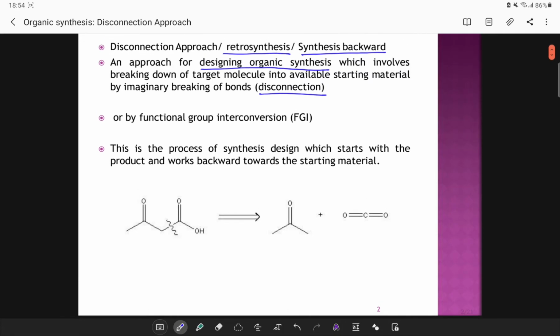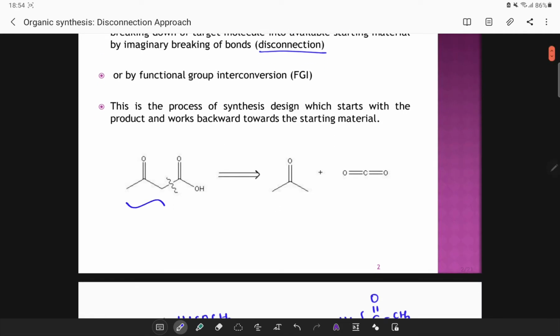So this is also a part of the disconnection approach. This is the process of synthesis design which starts with the product and works backwards towards the starting material. Now for example, if this is my starting material, it is a carboxylic group with a carbonyl carbon. It will be broken down with this wavy line. That means it is an imaginary breaking down, in which one of the compounds will be this carbonyl carbon system and the other compound will be carbon dioxide.